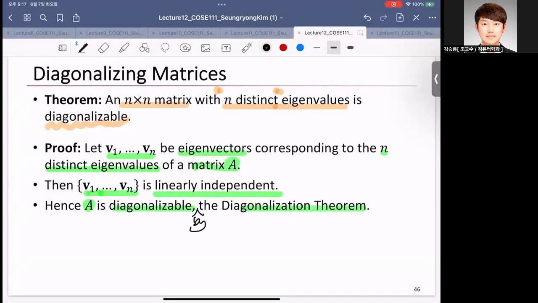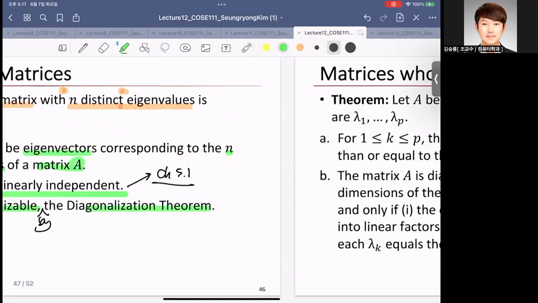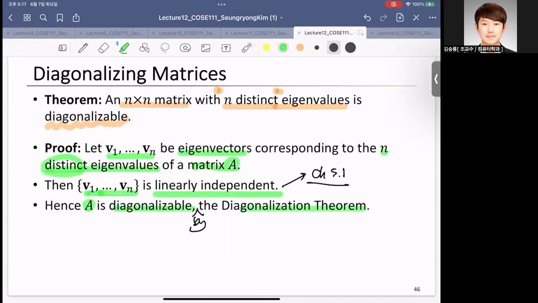We discussed this theorem in chapter 5.1, right? Eigenvectors are linearly independent if the eigenvalues are distinct, right? So an n by n matrix with n distinct eigenvalues is diagonalizable. This is one more theorem.